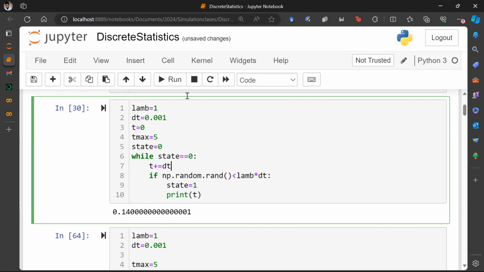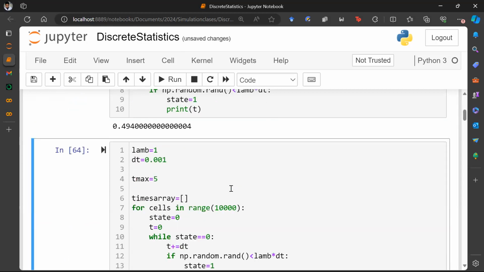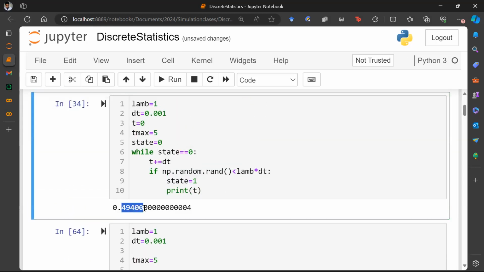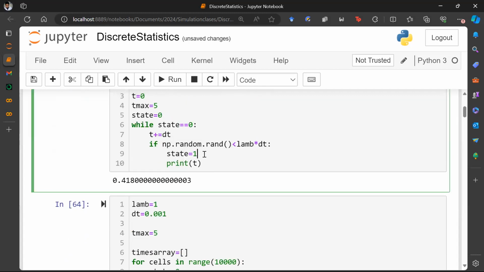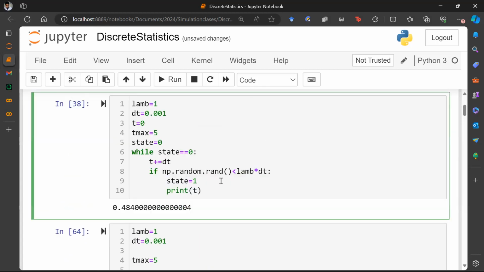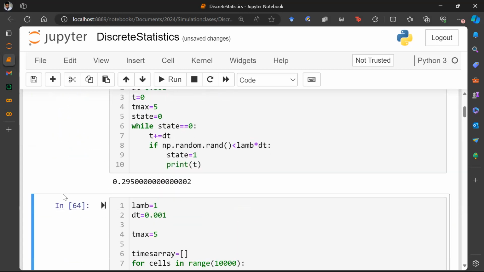So I can run this. It is in the script. If I'm going too fast, let me know. So I run this, and you see, every time I run this, I get a different number.